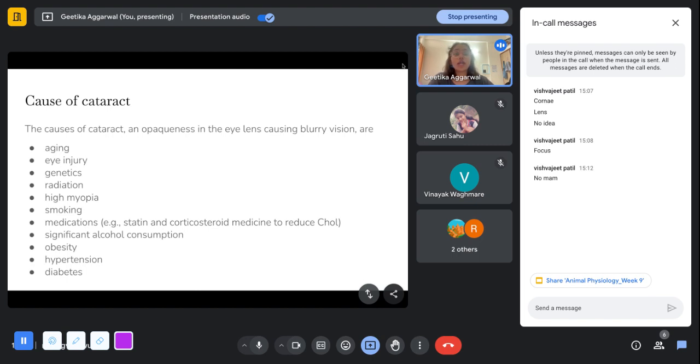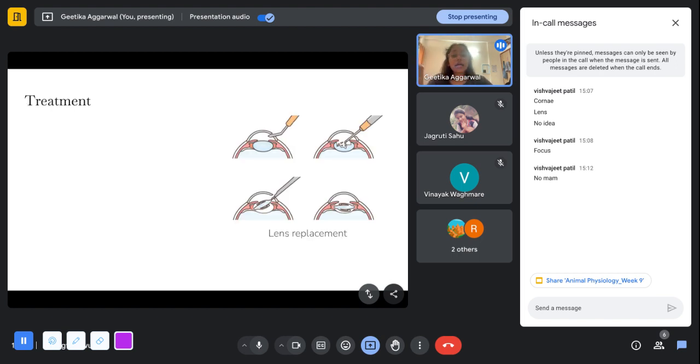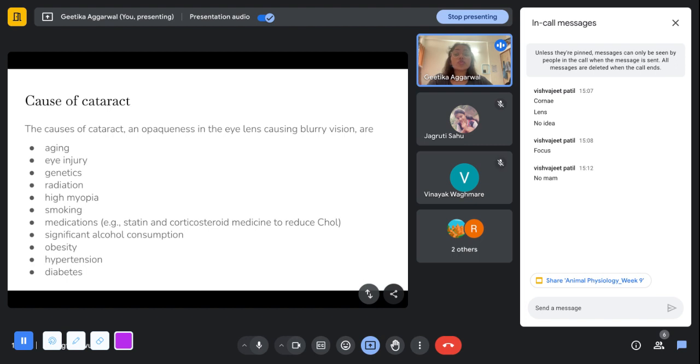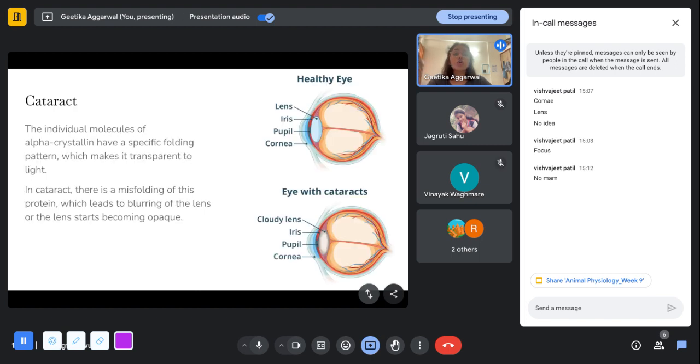And because of diabetes, what happens is the choroid that we talked about, the vascular layer which is supplying blood to the eye, in that the capillaries start bursting because of the high blood pressure, and that is how the eye gets damaged because of diabetes. That's another reason. But in cataract, there are two ways in which you can treat it. So now we know what is causing cataract. It's actually the misfolding of these certain proteins called alpha crystalline.